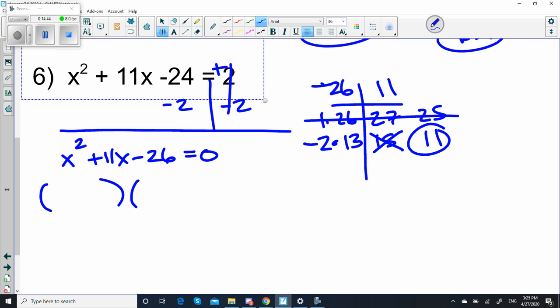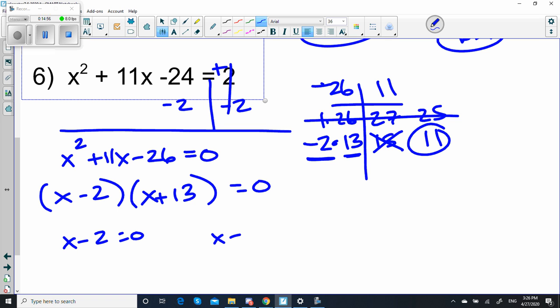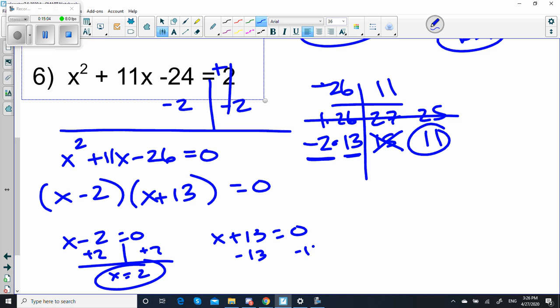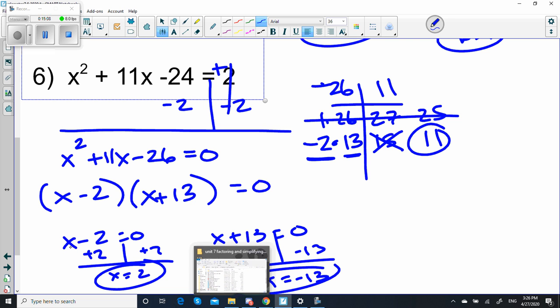So let's go ahead and put our parentheses in there. So this is going to be x and x. And then from this one, I have minus 2. And for this term, or this factor, I have plus 13. And then I set them equal to 0 and solve them. I feel like that's the easiest part for you. So I'm going to add 2 to both sides. My first solution is 2. And I'm going to subtract 13 from both sides, and my second solution is negative 13.